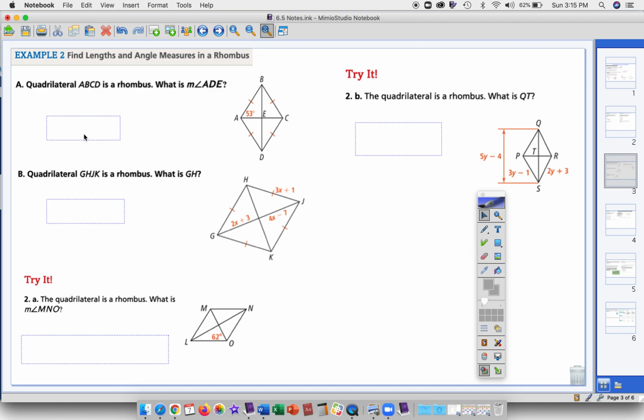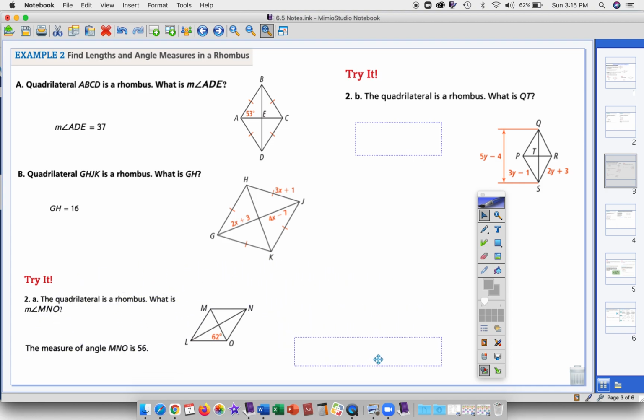Okay, let's see how you did. For letter A, hopefully you got the measure of angle ADE is 37. For letter B, for GH, hopefully you got 16. And for angle MNO, hopefully you got 56 degrees. And for 2B, the length of QT is 8. So if you have questions about any of these, be sure to ask in class and we'll go over the work.